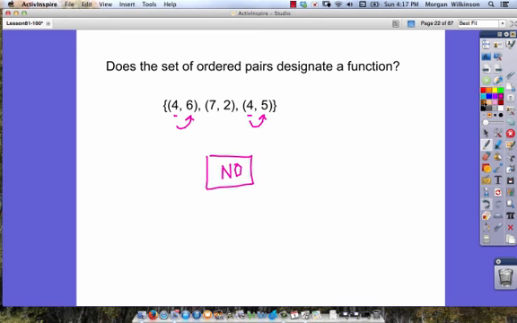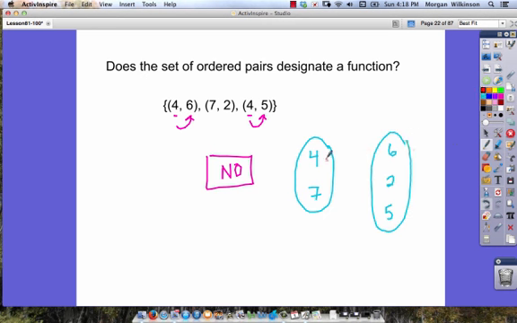If you wanted to, you could build a set of numbers like we had before. We've got a 4 and a 7 as our inputs. And our outputs would be 6, 2, and 5. And the way that this would look if we did it that way would be the 4 goes with the 6, the 4 also goes with the 5, and the 7 goes with the 2. So you can see the 4 goes to two different places, and that can't happen in a function. So the answer here is no.